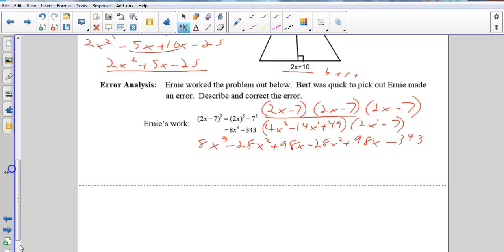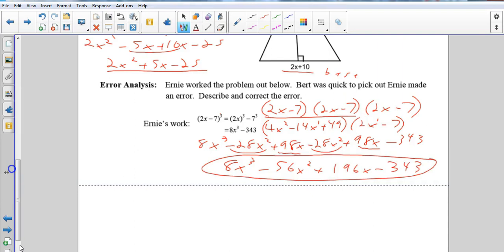Combine like terms, negative 28x squared, negative 28x squared, 98x, 98x. So what we end up with is 8x cubed minus 56x squared plus 196x minus 343. Quite a bit different than 8x cubed minus 343.